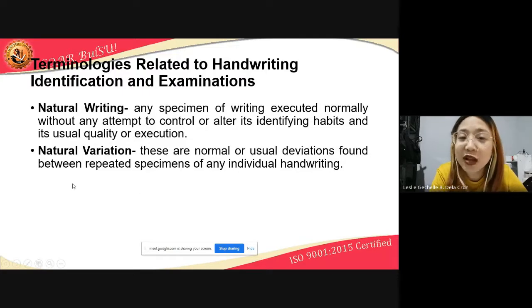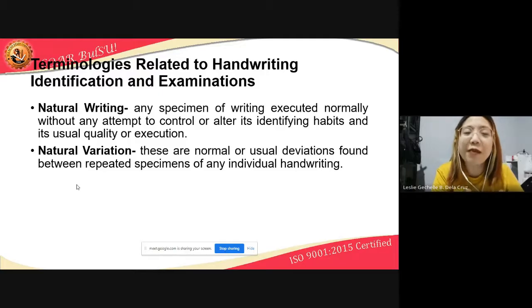Natural writing, obvious naman kung ano yan, yung natural mong sulat, yung hindi disguised. Any specimen of writing executed normally without any attempt to control or alter its identifying habits and its usual quality or execution. Then we have natural variation. These are normal or usual deviations found between repeated specimens of any individual handwriting. When we write, there is a certain amount of acceptability na iba ang sulat mo.